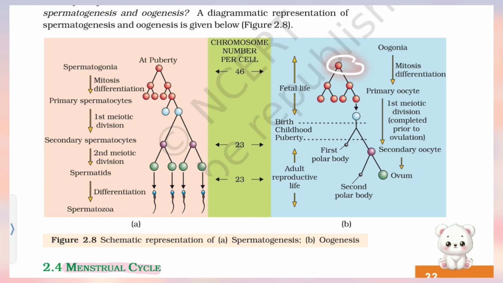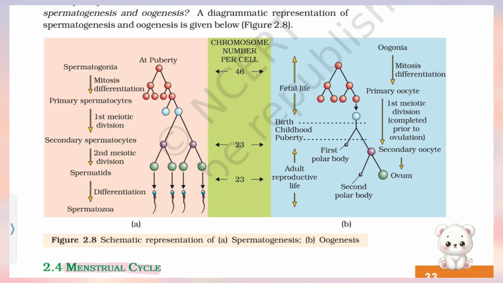These diploid cells are oogonia. They multiply by mitosis during fetal life. Oogonia differentiate into primary oocytes, which enter meiosis 1 but remain arrested till puberty. Meiosis 1 remains incomplete from fetal life to puberty.